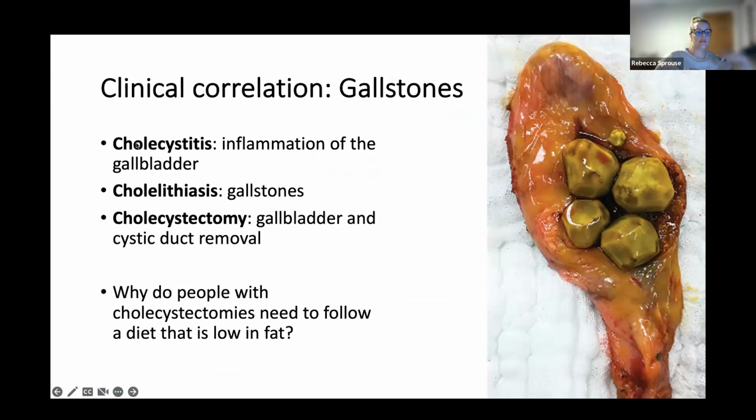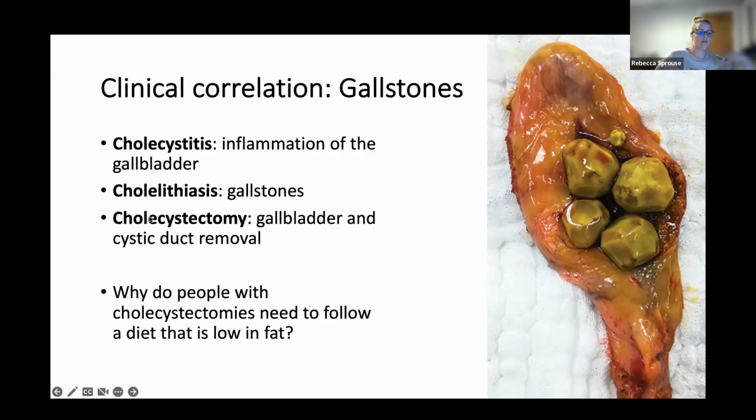Cholecystitis: chole is gallbladder, cyst is cystic duct, and itis is inflammation. So we have cholecystitis, which is inflammation of the gallbladder. Cholelithiasis is going to be gallstones. Lith is stone, and iasis would be like the formation of or presence of. So that's a fancy name for gallstones.